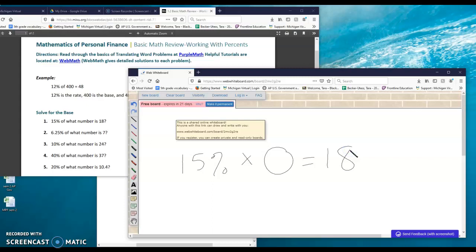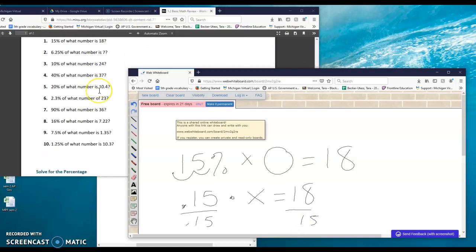So now I can write this. Remember to turn a percent into a decimal. I move my decimal point over 2. So I can write it as 15 hundredths times x equals 18. And then to solve for x, I would divide both sides by 15 hundredths. And that's how I get my answer.